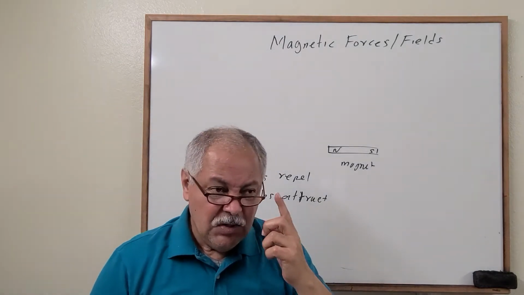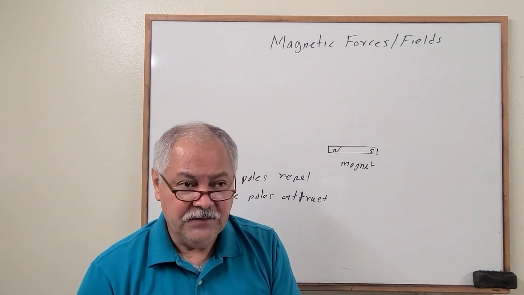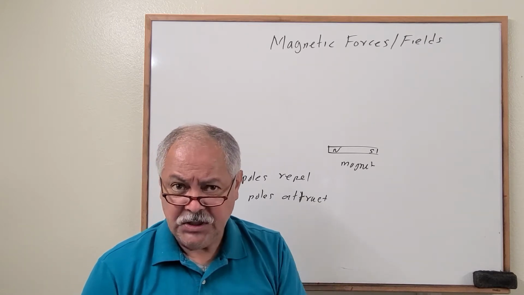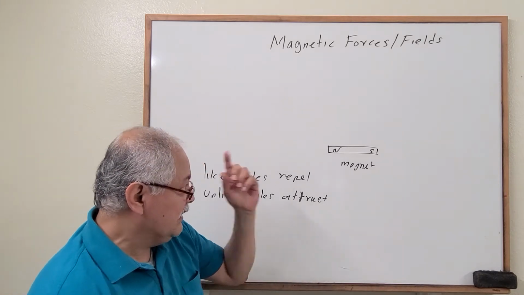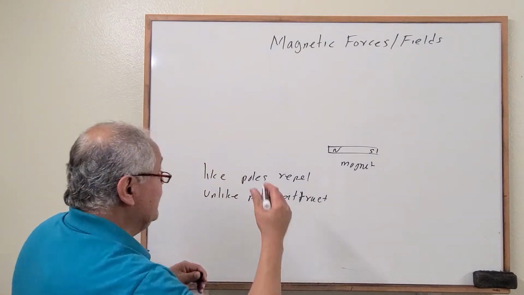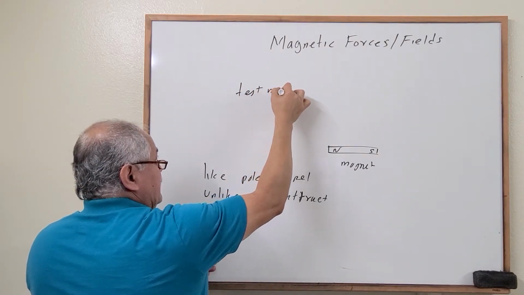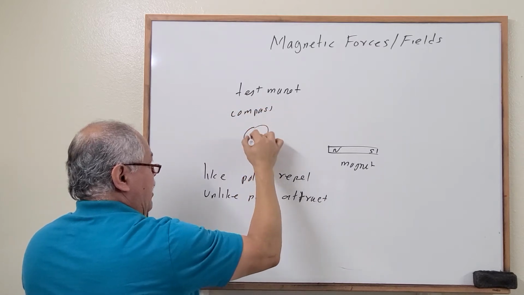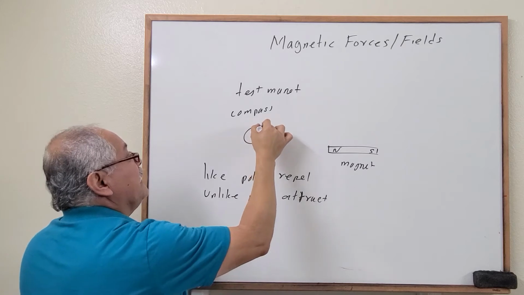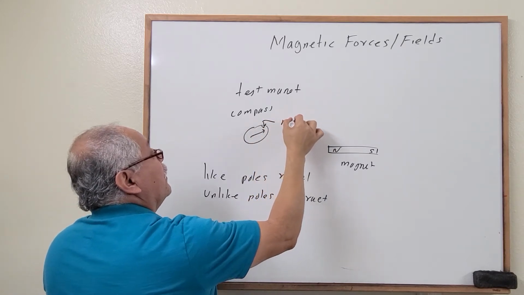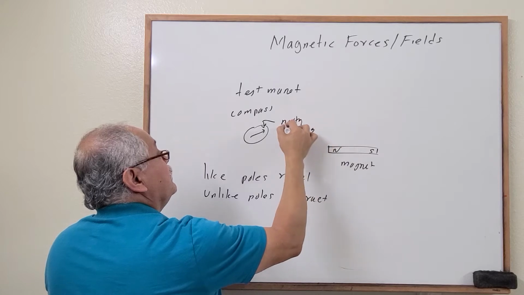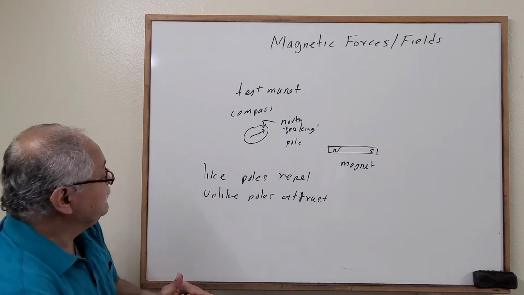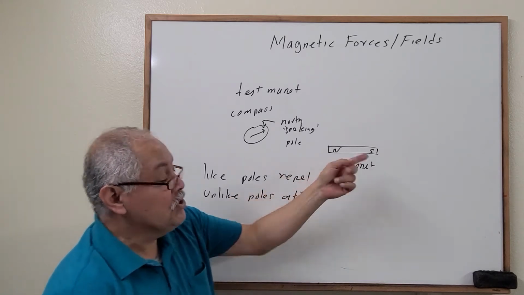In the same way as we found the electric field for charges using the test charge. For charges, remember, the test charge is the positive charge. Right here, the test magnet is going to be a compass. Remember, the compass in this direction indicates the north-seeking pole. And now we apply these laws to this magnet.